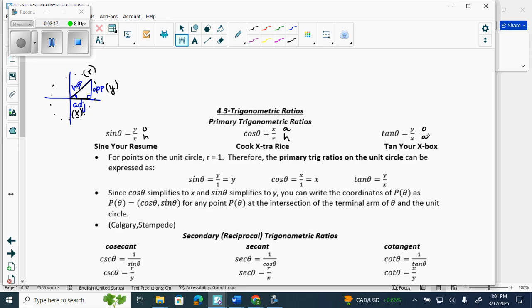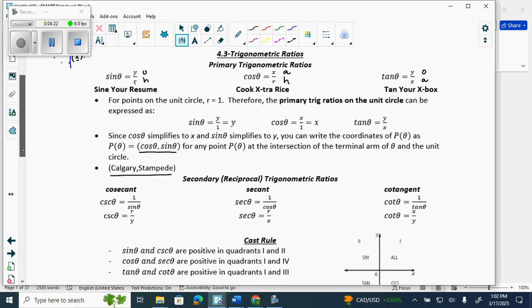All right. For points on the unit circle, r is 1. Therefore, the primary trig ratios on the unit circle are: sine is y, cos is x, and tan is y over x. That's why the points on the unit circle are cos then sine, Calgary Stampede. Because it would be y over r, but the radius of the unit circle is 1, correct? And this would be x over r, which is cos, and then y over r, which is sine. But what you can just remember is it's Calgary Stampede.